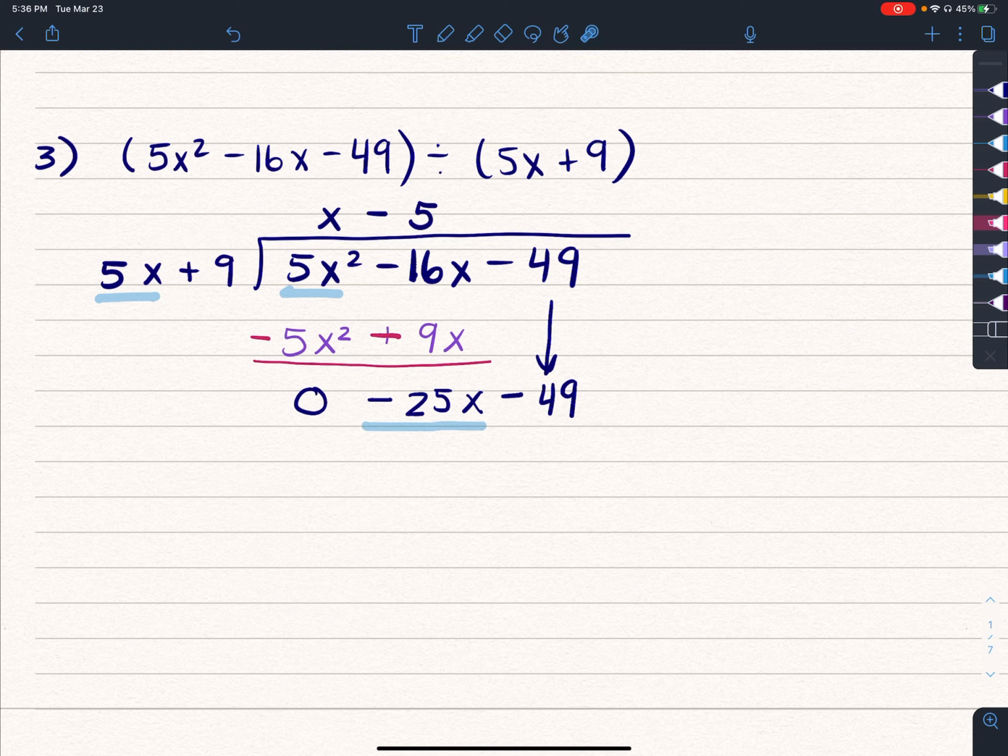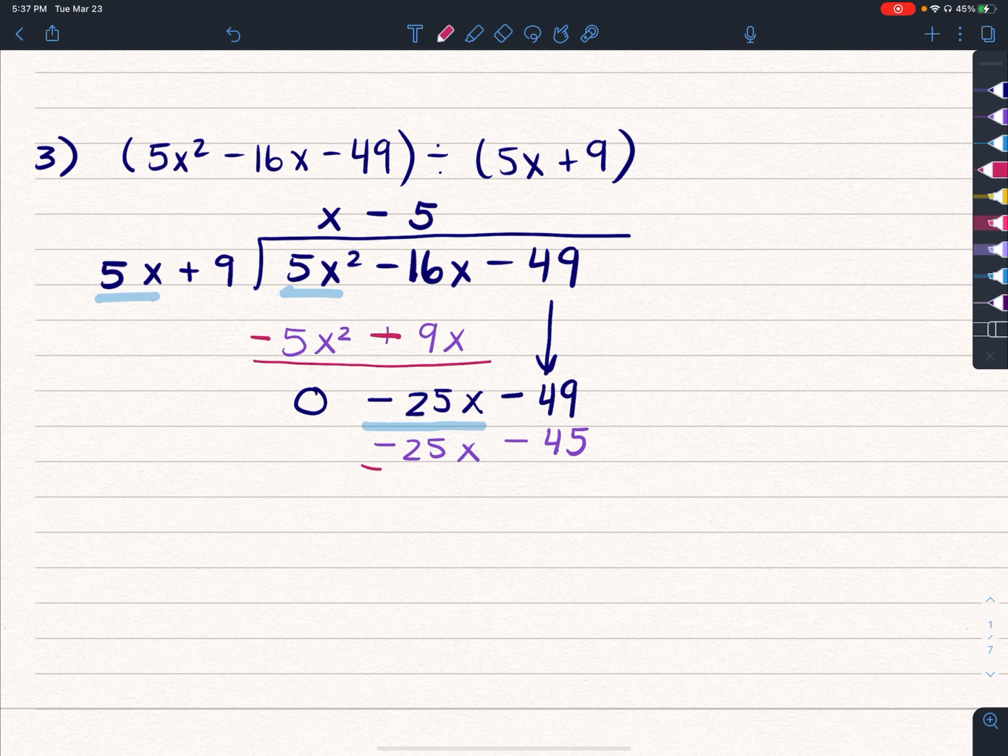And when you do your multiplication, you are testing it out, right? So minus 5 times 5x, that gives you minus 25x. And then minus 5 times 9, that's going to give you minus 45.